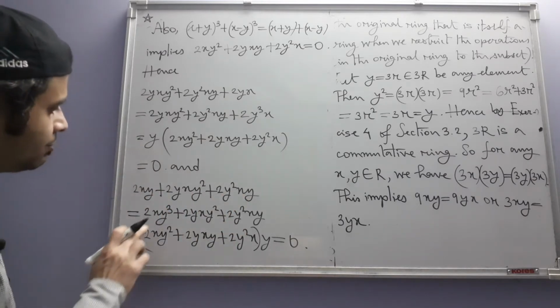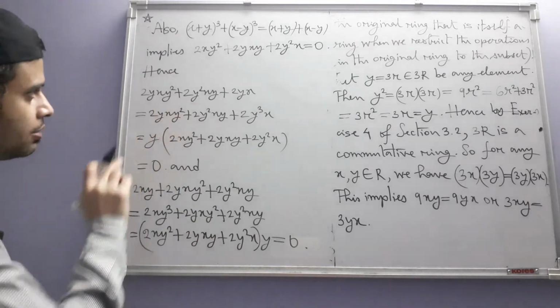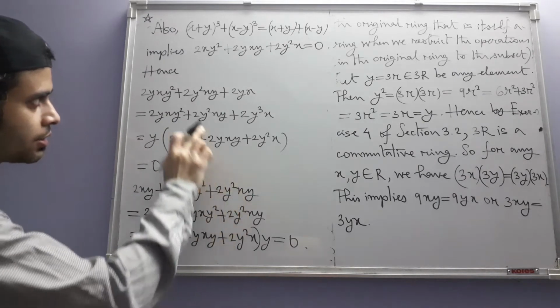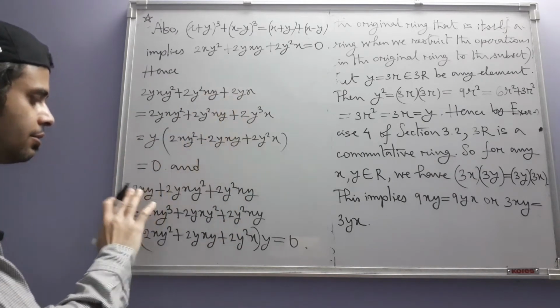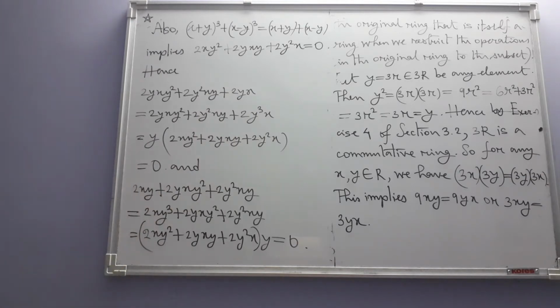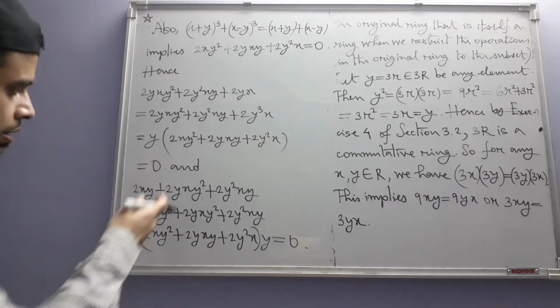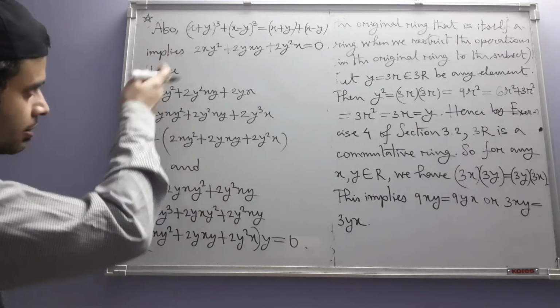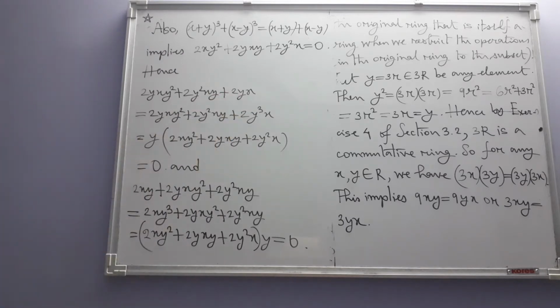And what do we have here? 2yxy square, same term. 2y square xy, 2y square xy. And we have 2yx and 2xy. So using these things and the fact that they are 0 and hence they are equal, these terms get cancelled out and we are left with 2xy equal to 2yx.